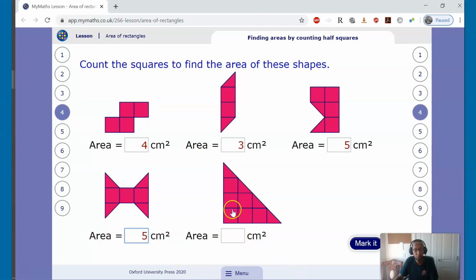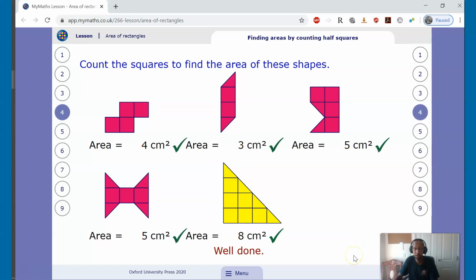On this one, we have 1, 2, 3, 4, 5. Okay, 6, and then that will give us one full triangle, another full triangle. So now if we add it all together, that would be 1, 2, 3, 4, 5, 6, 7, those two together 8. And let's mark it. You should have those answers.